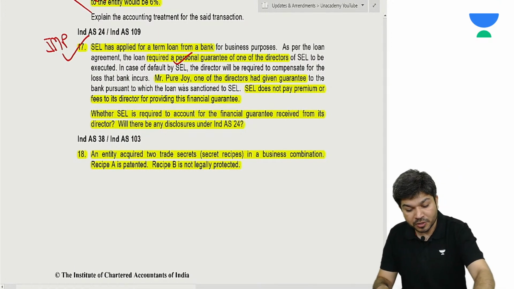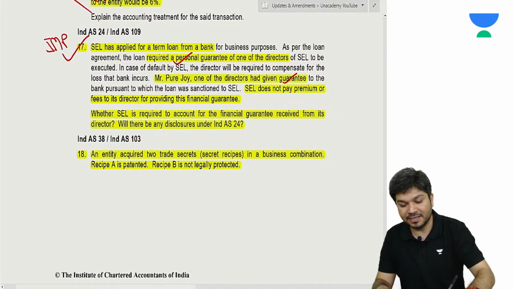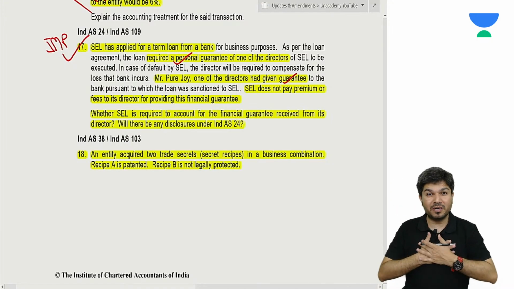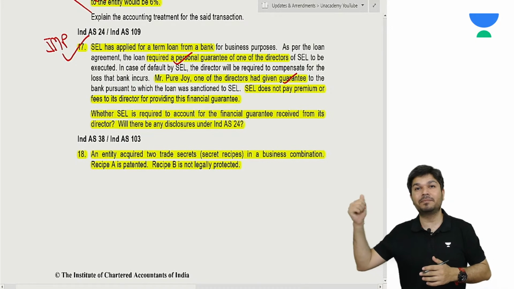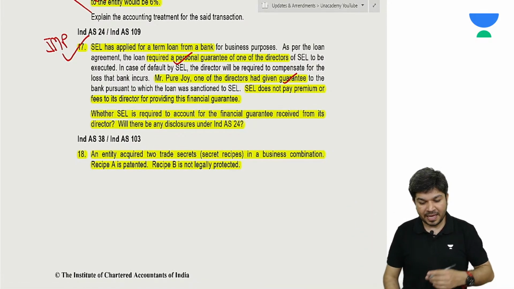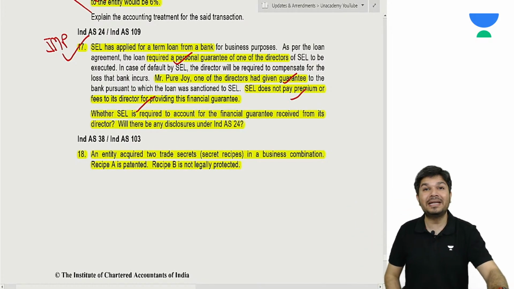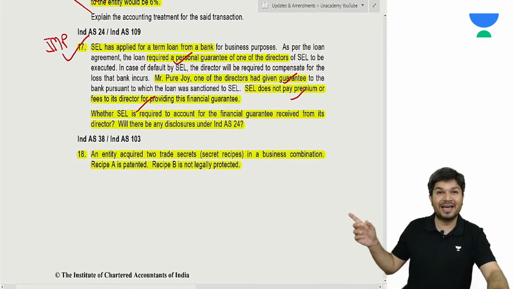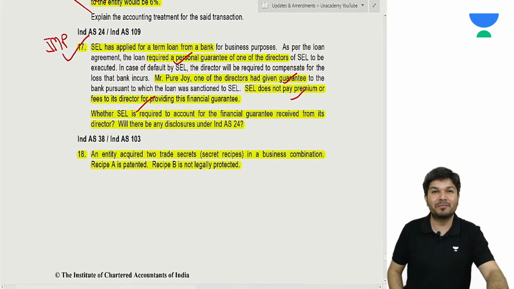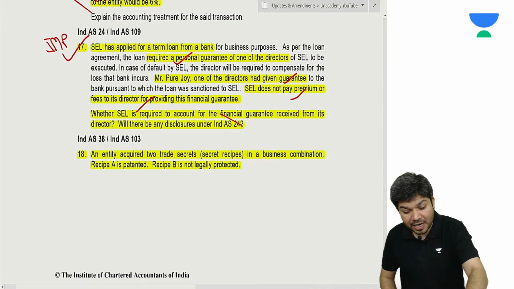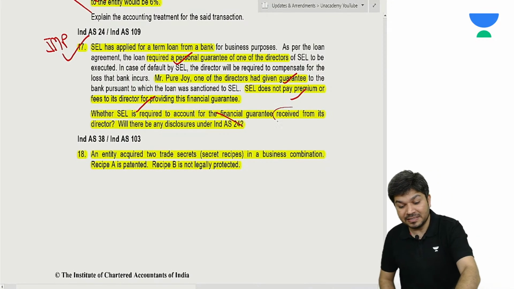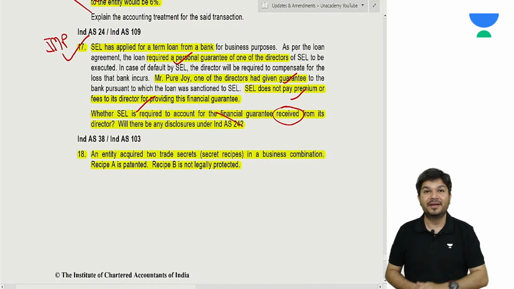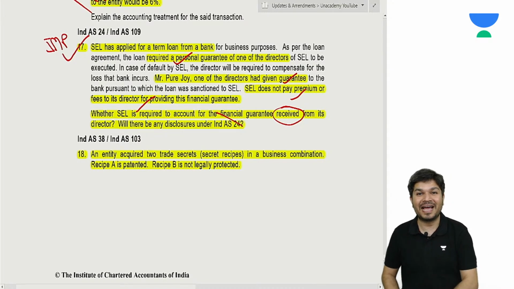So Mr. Pure Joy, one of the directors, has given a guarantee. The company wanted a loan, the director gave a personal guarantee, and we are not paying anything for providing the guarantee. The director is providing the guarantee, we are not paying him. How to account for a financial guarantee received?